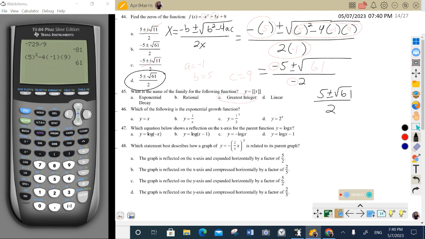Just to help you remember, exponential decay is y equals 1/2 to the x. Rational is y equals 1 over x. Linear is y equals x. You need to know the 12 functions.